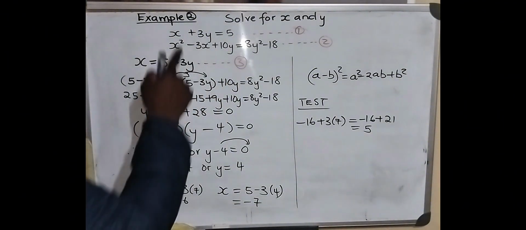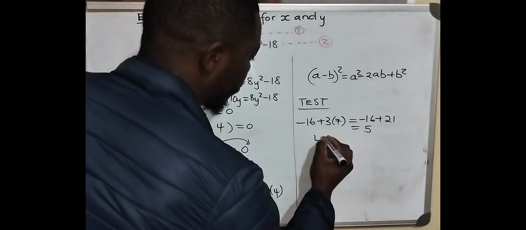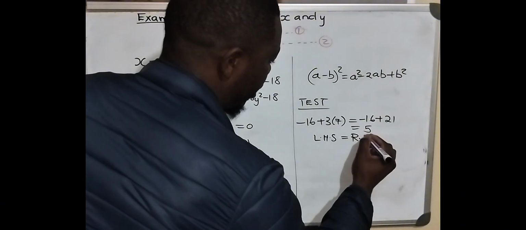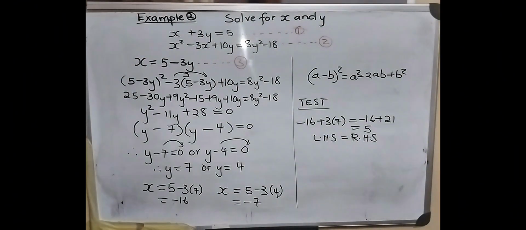So if we substitute these values, the value of y and the value of x, into equation number 1, you will see that the left hand side will be equal to the right hand side. So it means that the values that we obtained are correct.